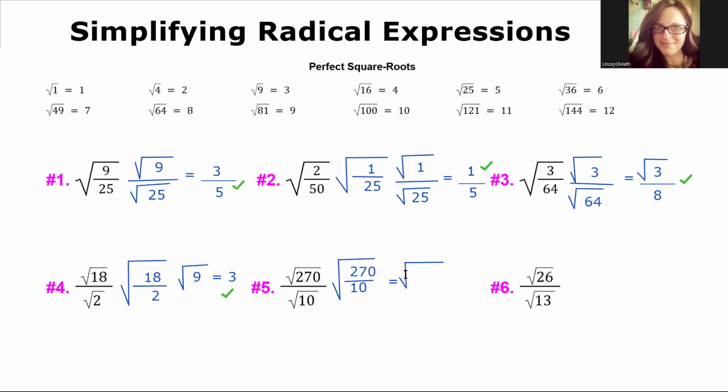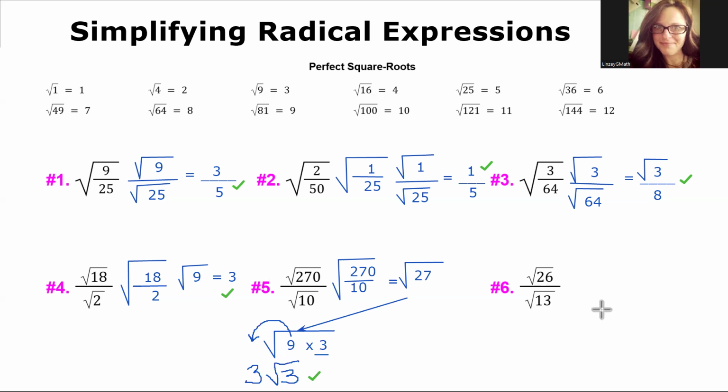Now the square root of 27 can be simplified. We can break up the square root of 27. I'm just going to go down here to break up 27. And 27 can be broken up into 2 numbers, one of which is a perfect square. 9 times 3 is 27. Now we can take the square root of 9 out from under the radical. We end up with 3. And then this 3 has to stay under the square root. 3 square root of 3 is our final answer.